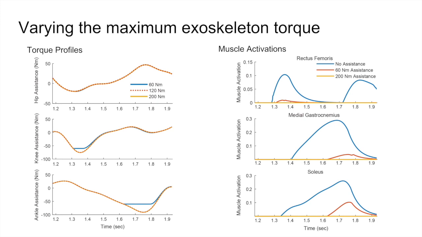These are just a few representative plots, but we see that as the assistance increases, the muscle activations fall. During 200 Nm assistance, the muscle activations actually drop all the way to zero, which is not something we see in experiments when we measure surface EMG.